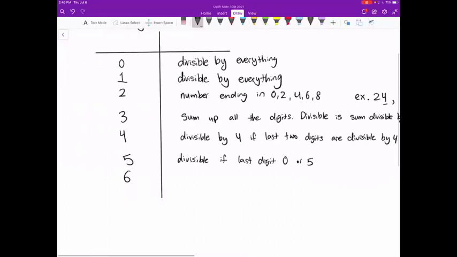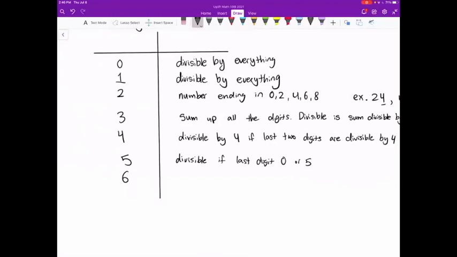So for the number 6, its divisibility rule is actually combined from 2 other divisibility rules. As long as the number is divisible by 2 and 3, then that number is divisible by 6.